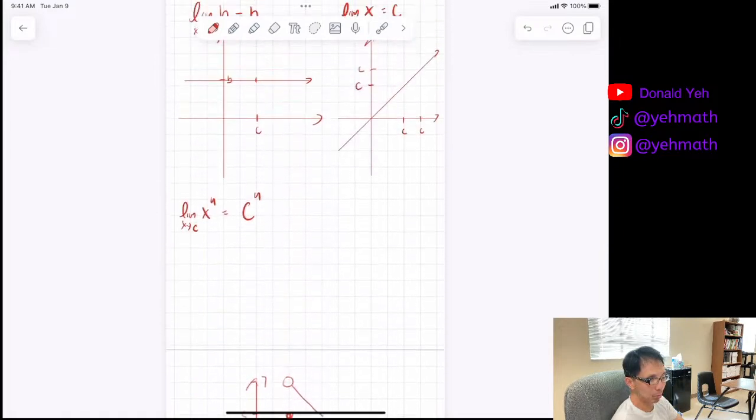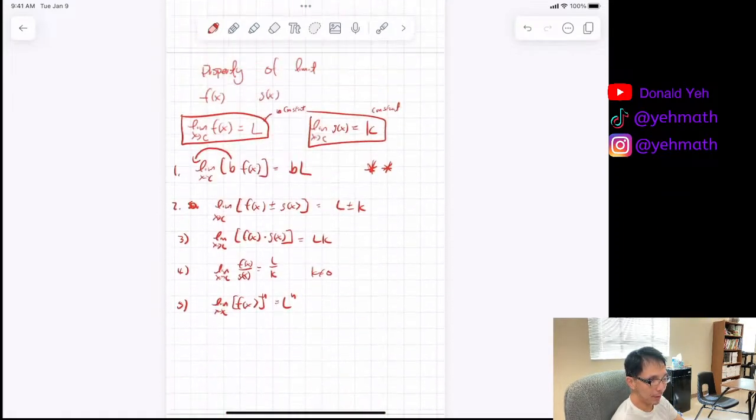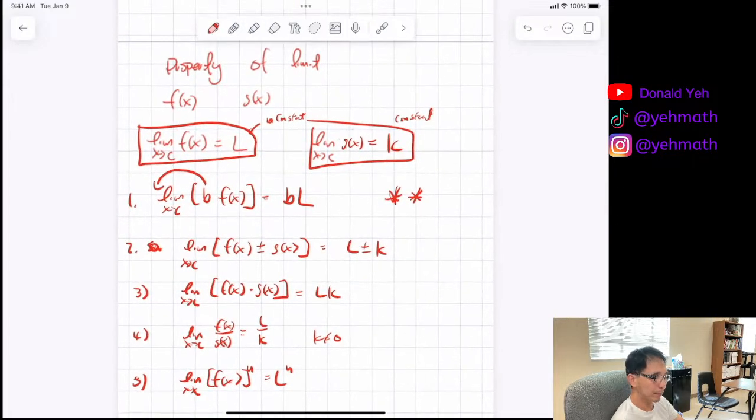Okay, so I'm going to go back to talk about some properties. Now, you probably don't need to write down all of them. I only need you to understand the first one. The first one is limit x approaches c of b, and you realize that b is a constant. They also tell you there's an f of x and a g of x, where the limit as x approaches c of f of x is equal to L, and L is another constant.